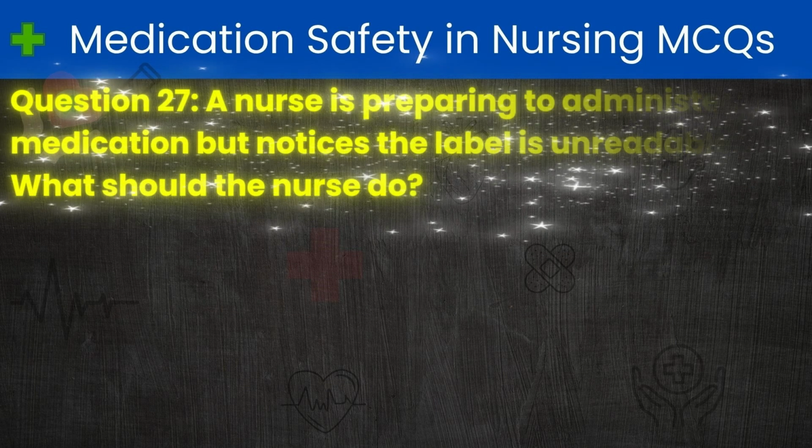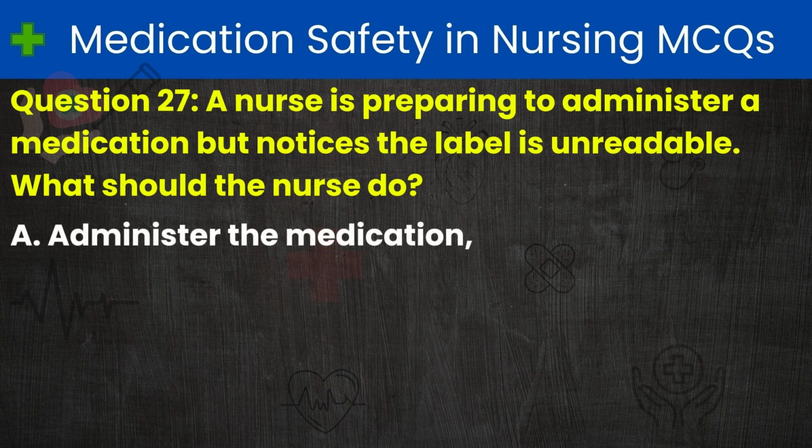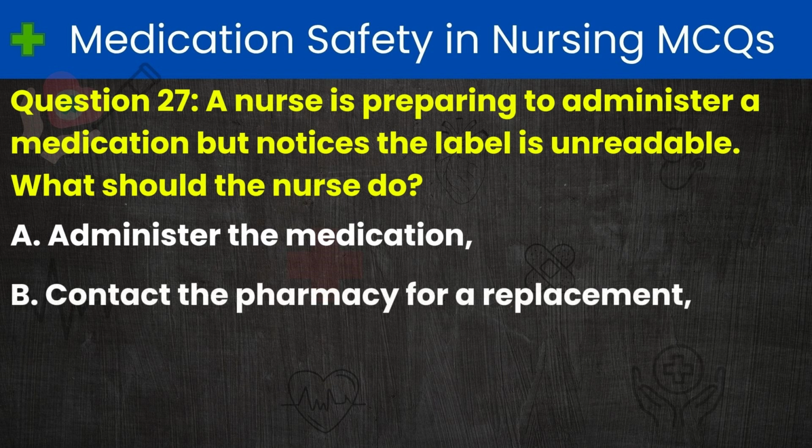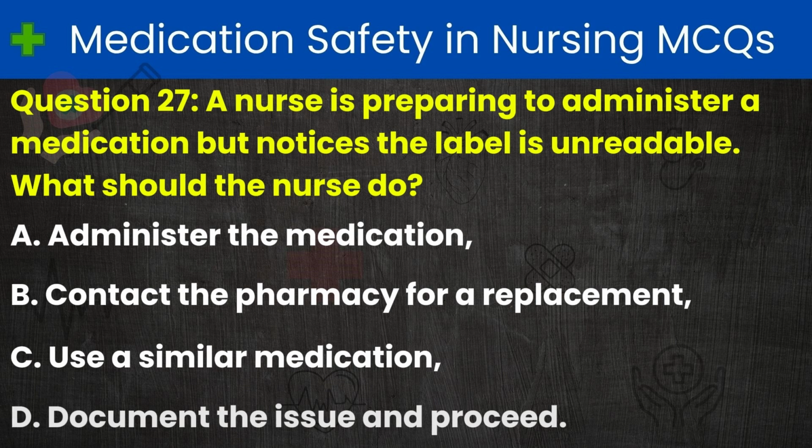Question 27. A nurse is preparing to administer a medication but notices the label is unreadable. What should the nurse do? A. Administer the medication. B. Contact a pharmacy for a replacement. C. Use a similar medication. D. Document the issue and proceed.